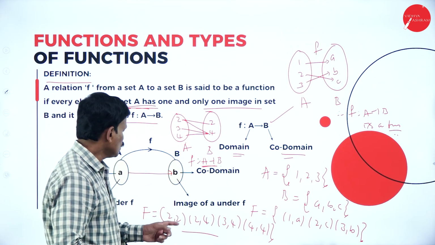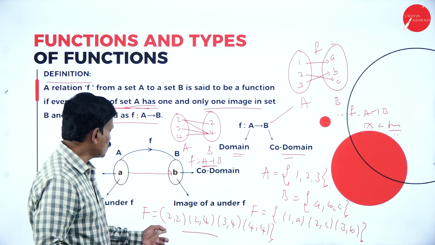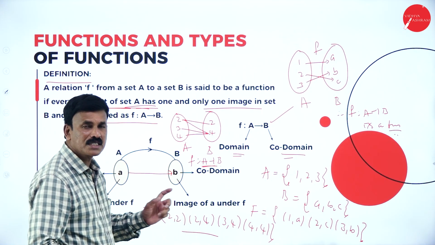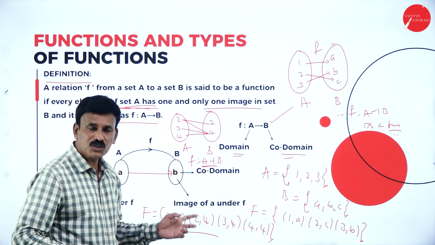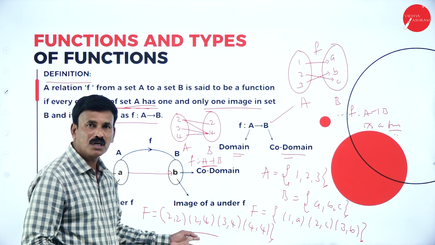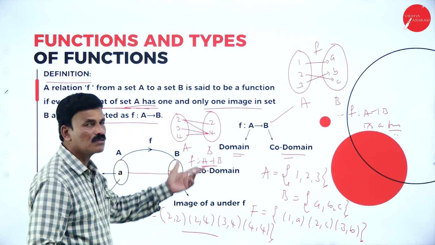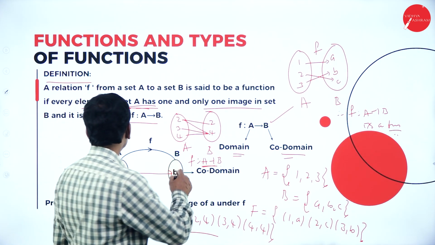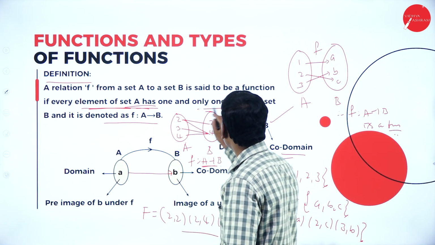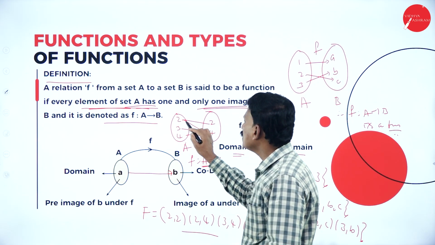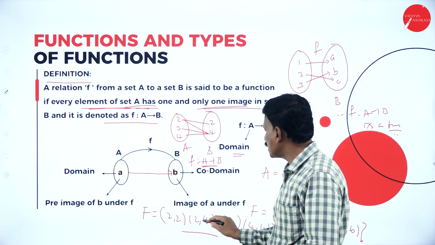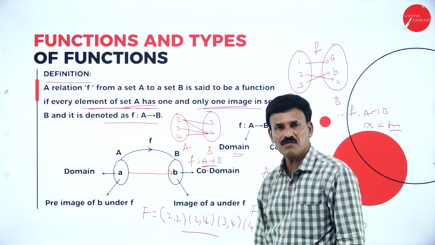That means here the two ordered pairs (2, 2) and (2, 4) will have the same first element, 2. Therefore this is not a function. According to the definition, an element of set A has one and only one image in set B. This 2 has two images in set B. Therefore this is not a function.